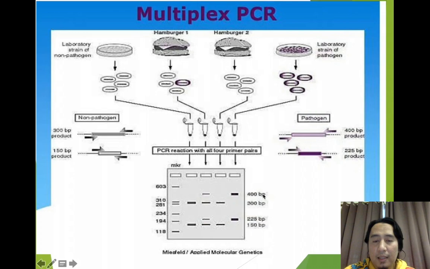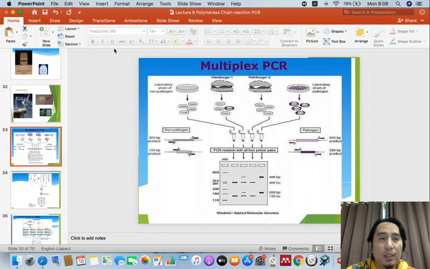Right, I guess I will stop here. Multiplex PCR, then I will continue.